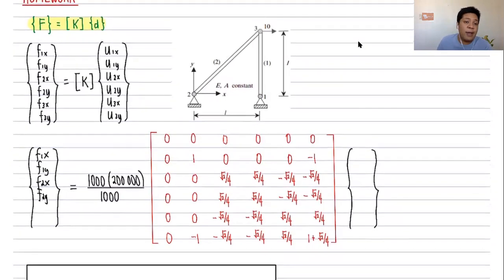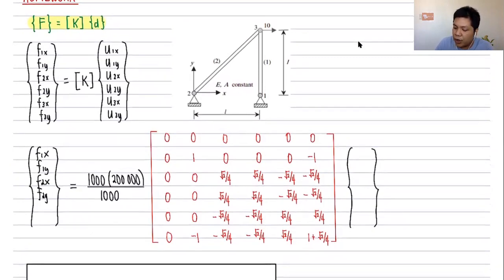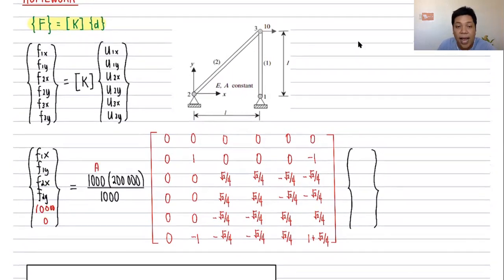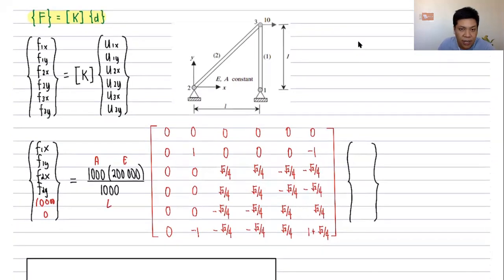F3x, I actually know F3x. It's said in the problem that the force applied at node 3 is a 10 kilonewton horizontal force. Therefore, I have 10,000 newtons. And F3y, since it's purely horizontal, is 0. Times the global stiffness matrix. Again, A over here is 1,000 square millimeters, E is 200 gigapascals, and L is 1,000 millimeters. And I just copied the global stiffness matrix that we have solved previously.